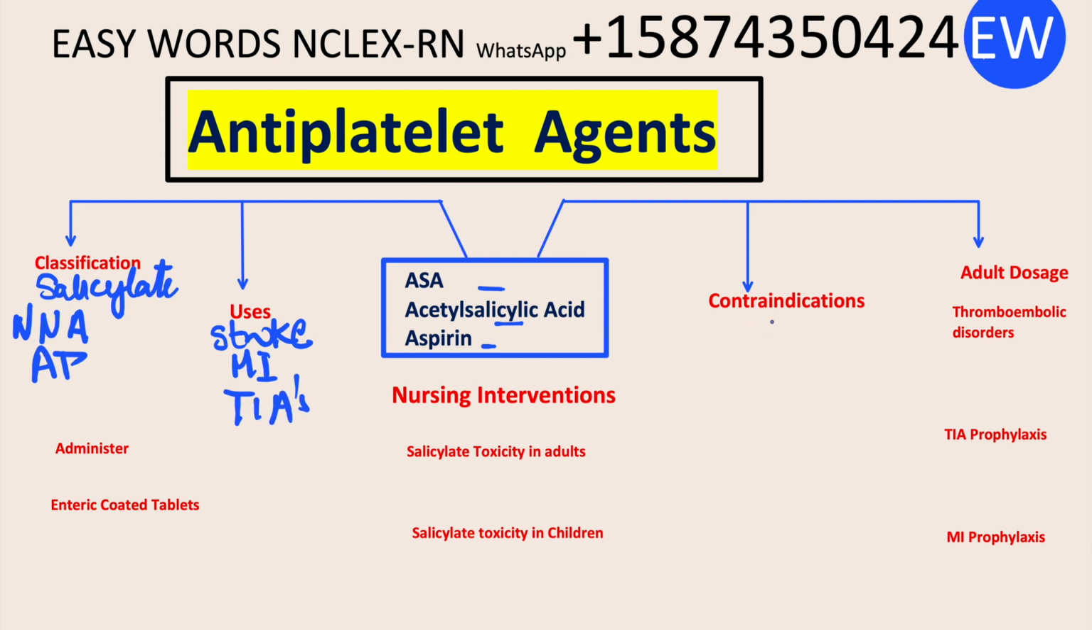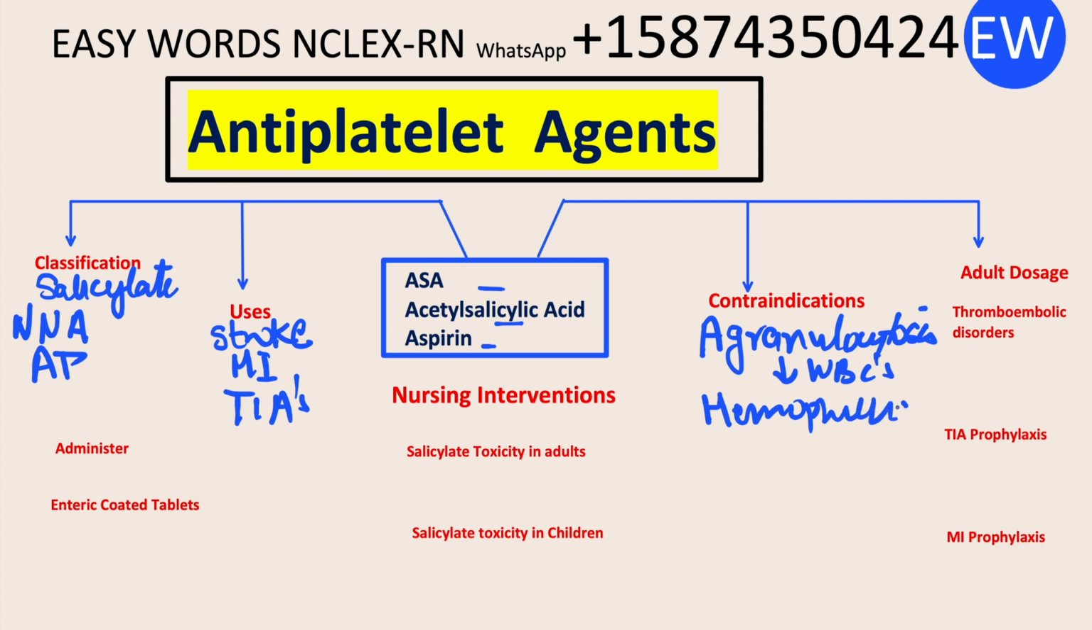Contraindications. In which conditions we cannot use ASA? ASA cannot be used if the client has agranulocytosis. Can you recall what is agranulocytosis? It is low levels of WBCs. We cannot use ASA if the client has a blood disorder such as hemophilia. It cannot be used if the client has increased intracranial pressure, intracranial bleed, or an upper GI bleed. So in all these conditions, the use of ASA is contraindicated.